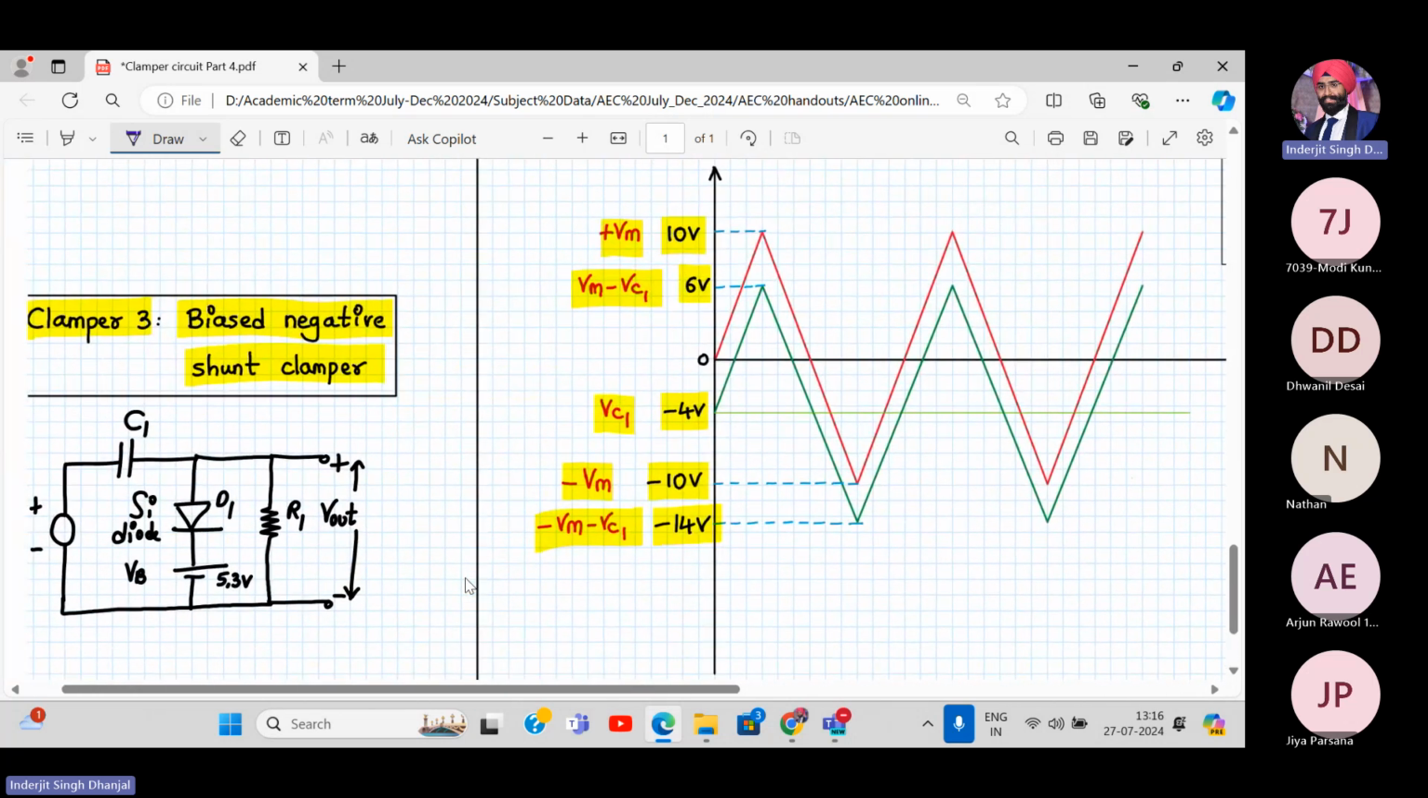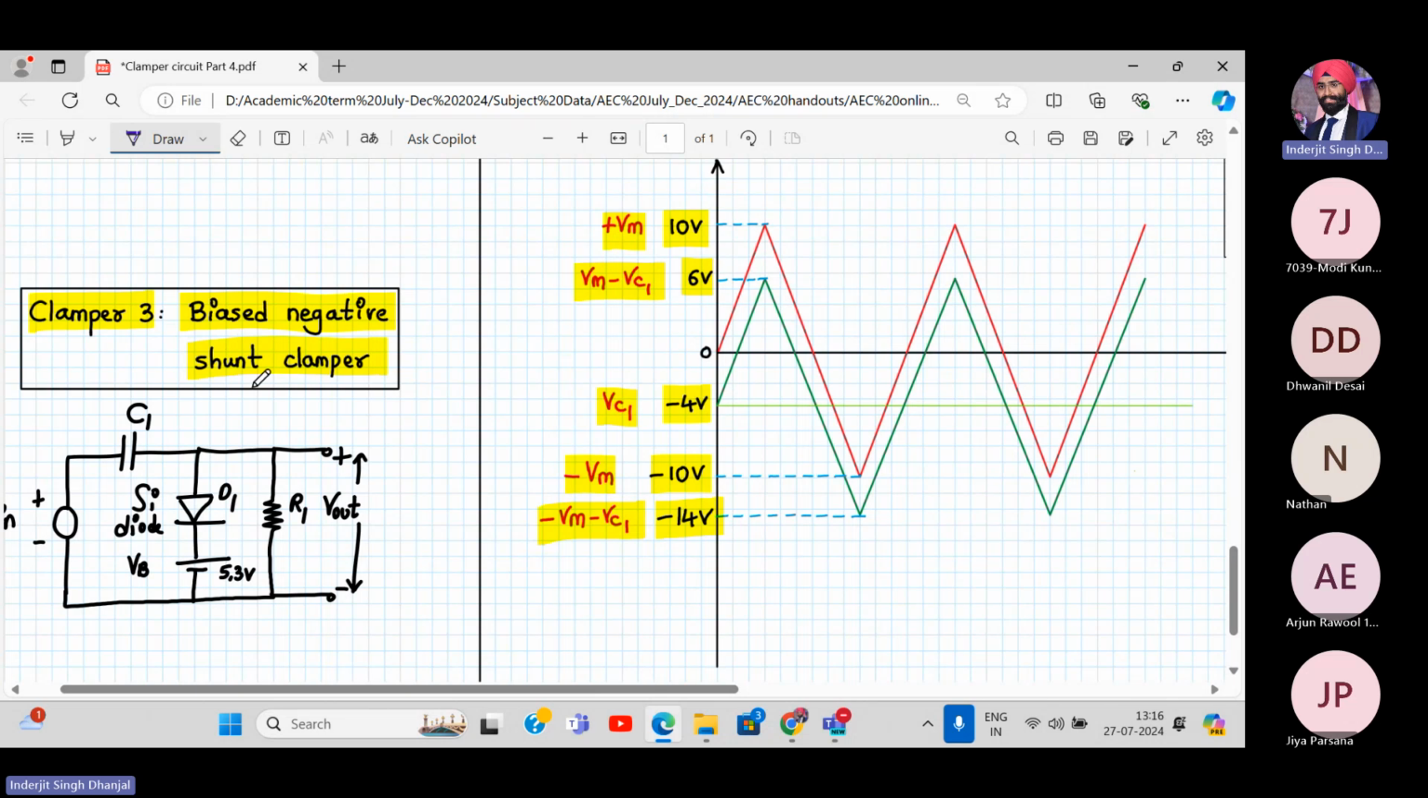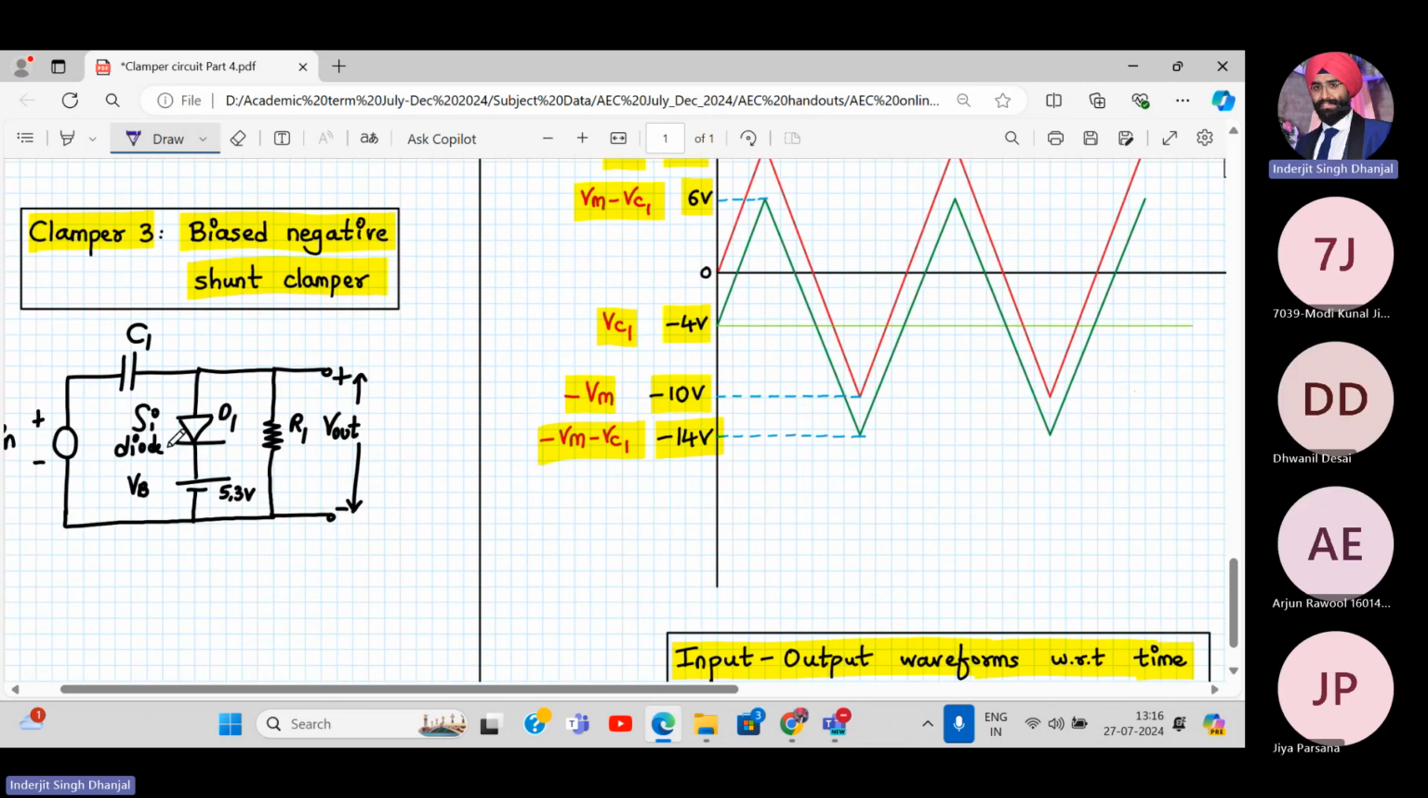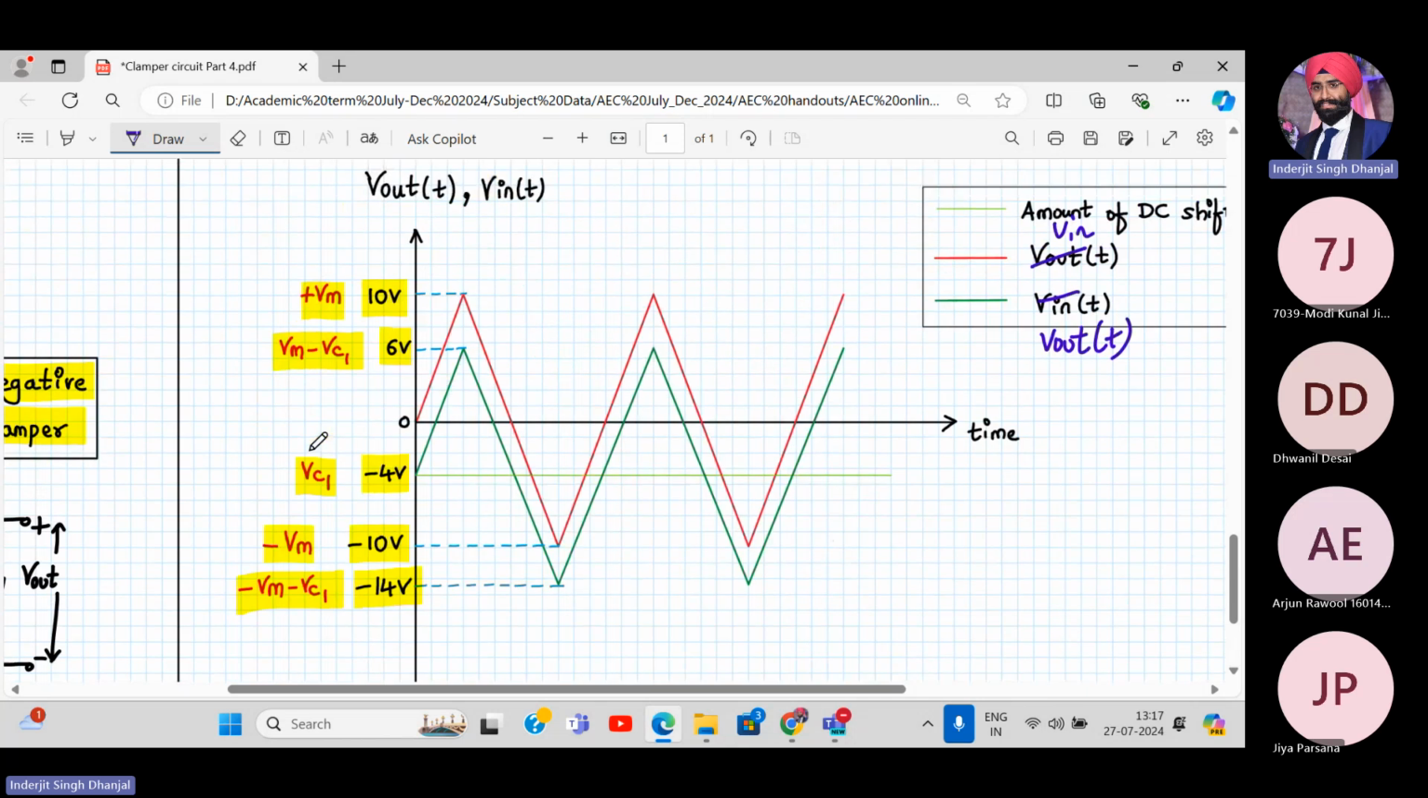So this is called a biased negative shunt clamper. If you want the level to go down, you have to connect the diode like this. If you want the level to go up, you have to connect the diode in reverse. And then we have to add the battery accordingly. So this is how you design a clamper circuit.